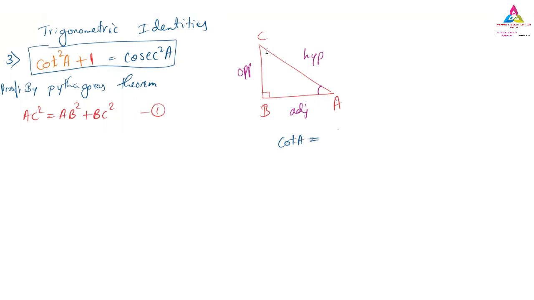Adjacent by opposite. Adjacent by opposite. It is the cot A. Similarly, we have to go for one more. That is, we need the cosecant A also. Let me go for the cosecant A. What is the cosecant A?